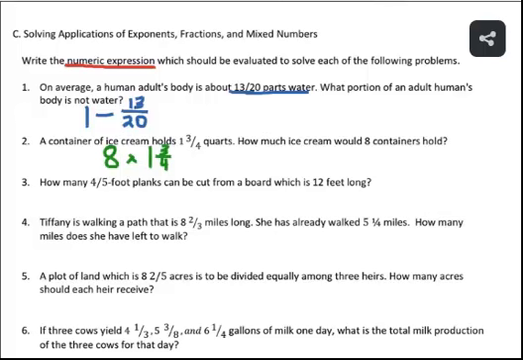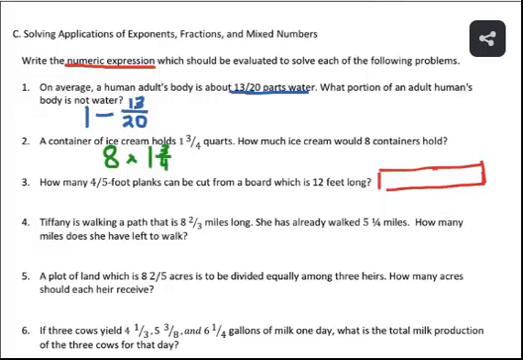How many 4/5 foot planks can be cut from a board which is 12 feet long? This is another one that's really good to visualize. So you've got a board. Let's see if we can just sketch a little board here, and let's pretend like this board that I've drawn is 12 feet long.